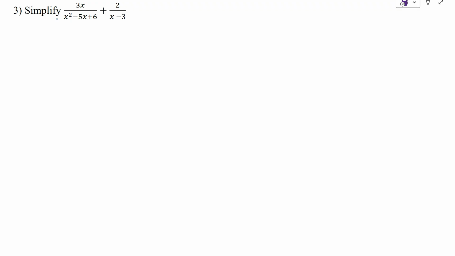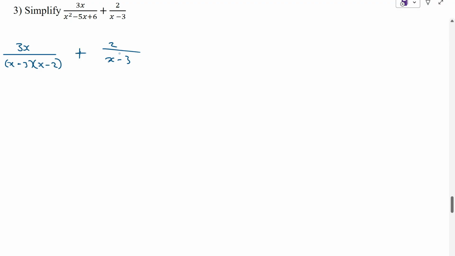Okay, question number 3, we need to simplify these fractions. Now we need to add, and we need to have a common denominator. Before we cross multiply, we can see on this fraction here that this can be factorized. So let's go ahead and factorize this first and then see what we need to cross multiply with. So that'll be 3x over x minus 3, minus 2, plus 2 over x minus 3.